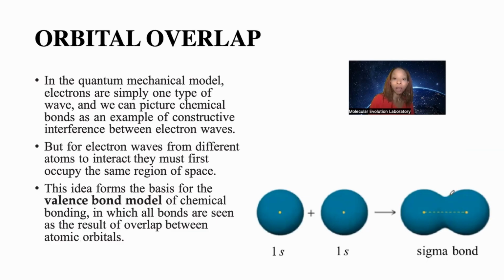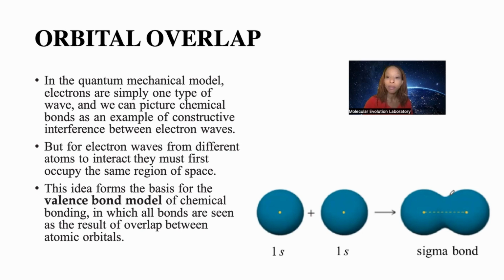In the quantum mechanical model, electrons are simply one type of wave, and we can picture chemical bonds as an example of constructive interference between electron waves. But for electron waves from different atoms to interfere, they must first occupy the same region of space. This idea forms the basis of the valence bond model of chemical bonding, in which all bonds are seen as a result of overlap between atomic orbitals.